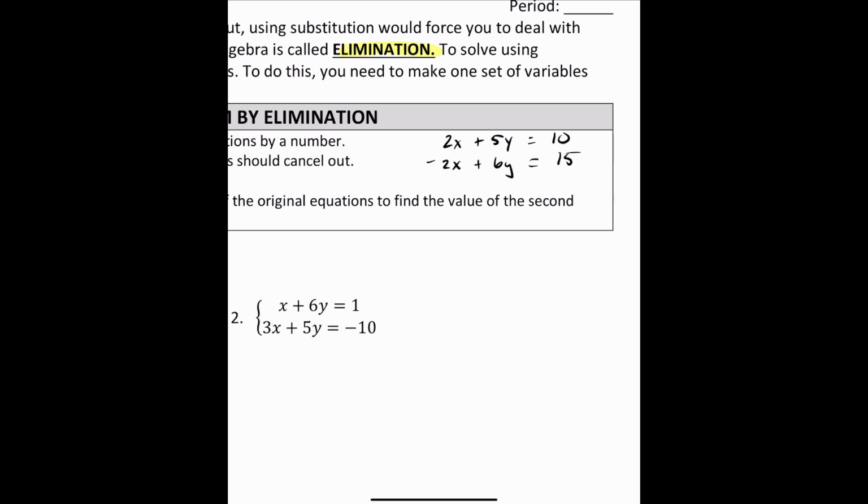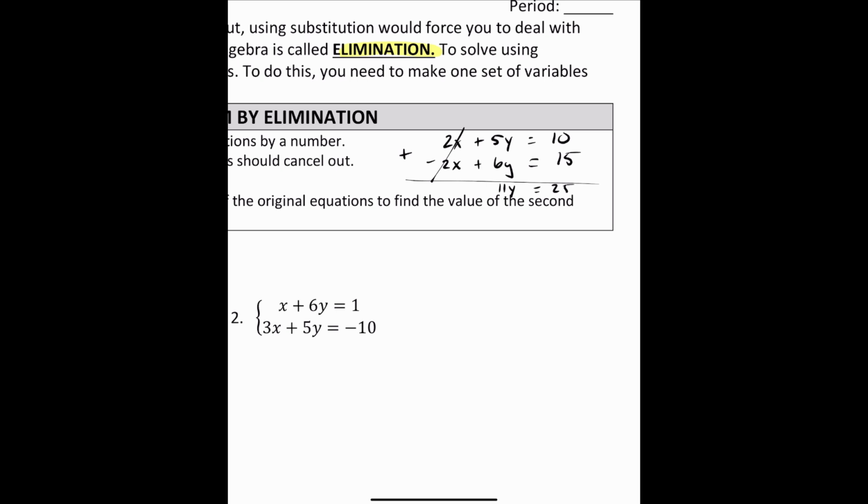So when I'm looking at these two equations, I'm going to look at the x's and the y's. If you look at the 2x and the negative 2x, both of them are x's and both of them are opposites. So when I'm adding these like terms vertically, 2x plus negative 2x is going to cancel out. And then you have 5y plus 6y, which is going to give you 11y equals 10 plus 15, that's 25.